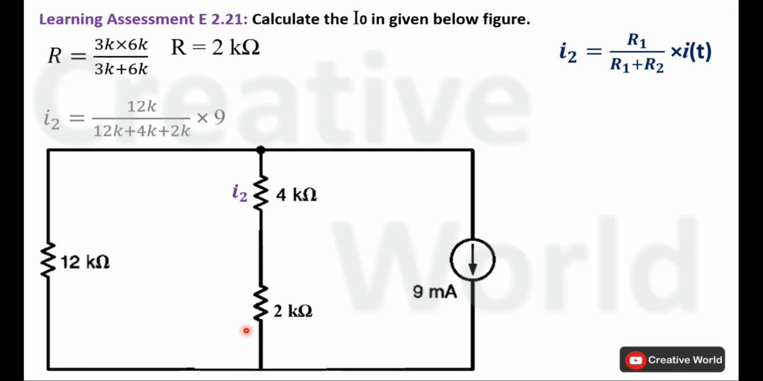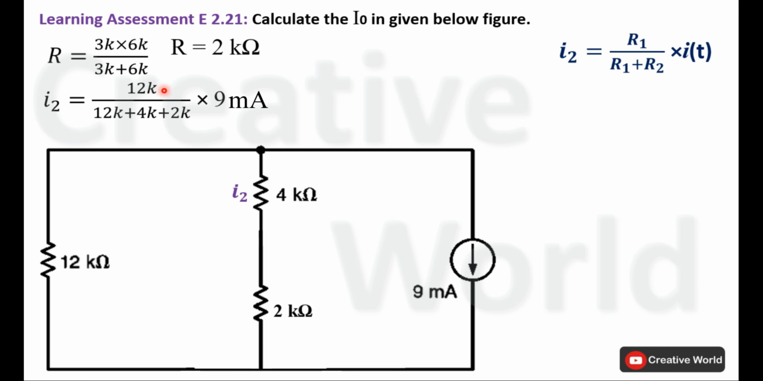Place the values inside the equation. R1 is 12K, R2 is the sum of these two resistances, 4K plus 2K, and the total current is 9 milliampere. Solve this equation to calculate the value of I2, that is 6 milliampere. Now this 6 milliampere current is flowing into this branch and the direction of current will be upward because this current is entering this node and leaving from these two branches. Current of this branch is calculated.